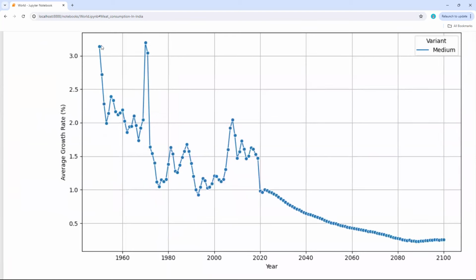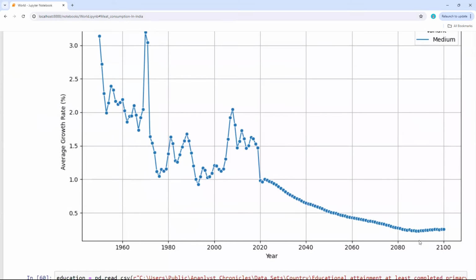It is around 3 percent, nearly 3 plus percentage, and it has been decreased and increased in 1965. Then, followed by years, it has been decreasing, and the forecast is also showing that the average population growth has been decreasing from 2022. In future also, the data shows the population growth decreasing.